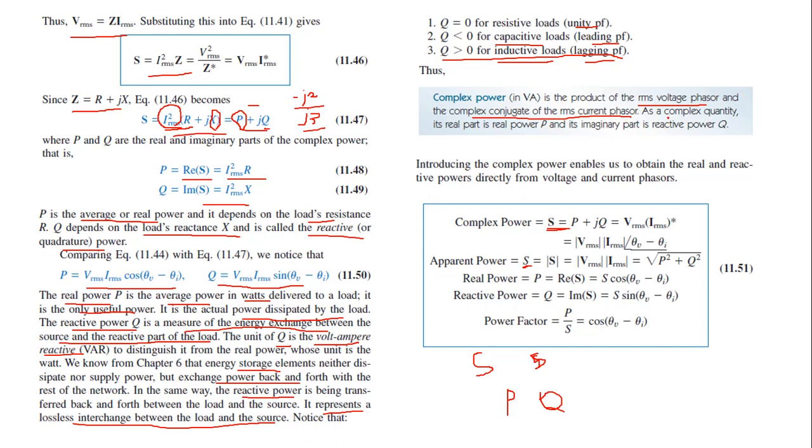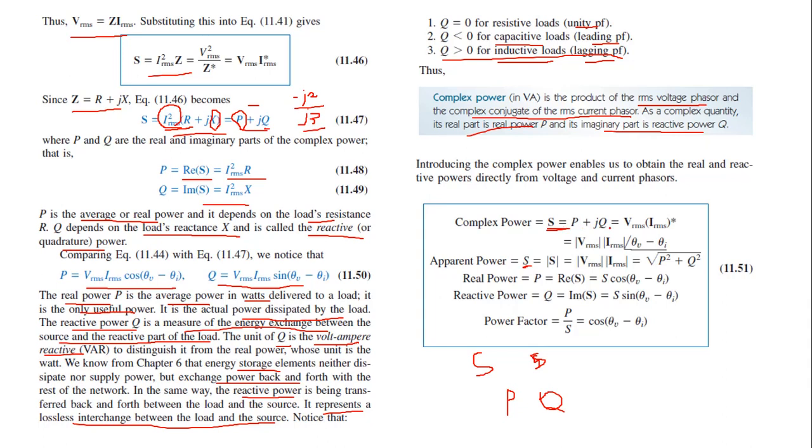So as a complex quantity, the real part is the real power and the imaginary part is the reactive power, because S is equal to P plus jQ. Now let us summarize all the concepts which we have studied till now. Complex power is denoted by phasor S, which is actually P plus jQ.